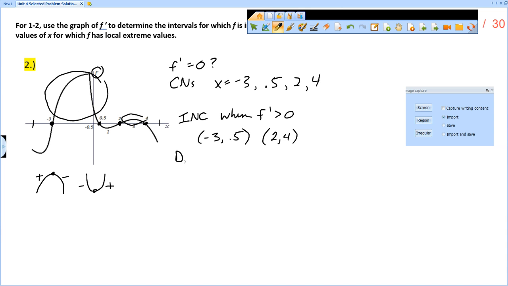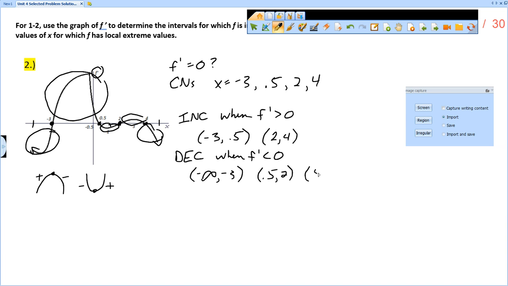All right, when is f decreasing? Well, remember, decreasing means when f prime is less than 0. So whenever this graph is below the x-axis, right? So there. So now, if this is an endpoint or an arrow, I think on the answer sheet I have an arrow. So we would say negative infinity until -3. And then right there in this section, so 0.5 to 2. And then over here from 4 to infinity. All right. So that is increasing, decreasing.